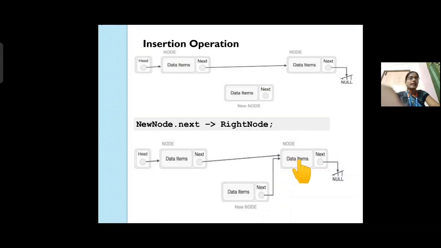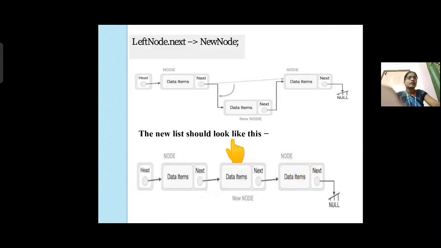Okay, next, if you look at this diagram, leftNode.next = newNode. So the left node's next is connected to the new node. So both sides are connected. So the new node is connected into the middle of the linked list. So the insertion operation is successful.